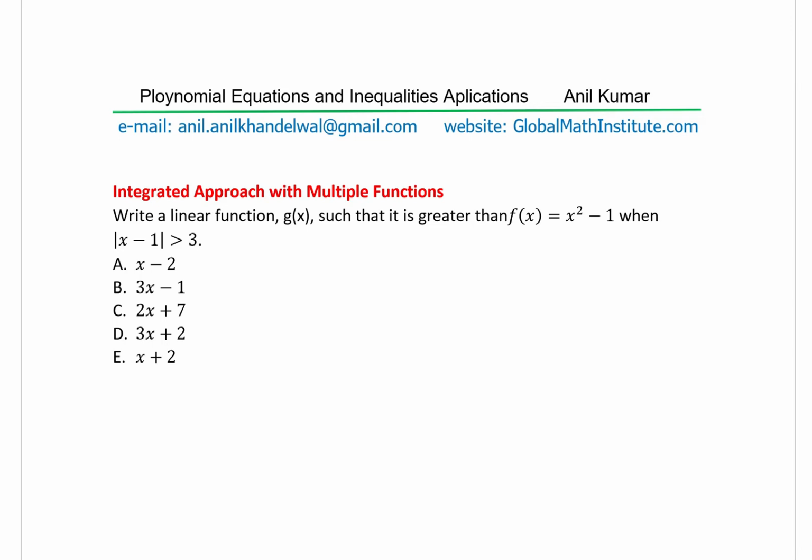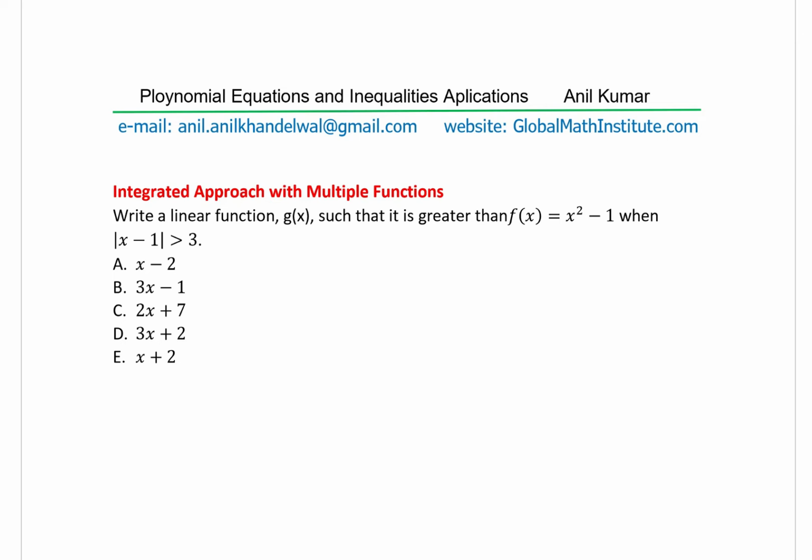In this video, we'll discuss a thinking and application question based on inequalities. This particular question involves three different kinds of functions, and therefore we are going to have a very integrated approach with multiple functions to solve. It is a very important question from an examination point of view.